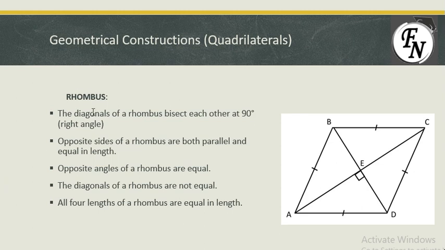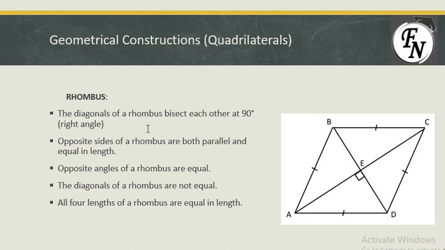Let's move to the other one, that is the rhombus. A rhombus is more like a parallelogram, but two differences are present. That is, it is making 90 degrees in the middle. When the diagonals intersect each other, it is at 90 degrees. Other than that, all the lengths of the rhombus are equal. That means all the sides AB, BC, CD and DA, all the lengths are equal. So it is written here, the diagonals of a rhombus bisect each other at 90 degrees.